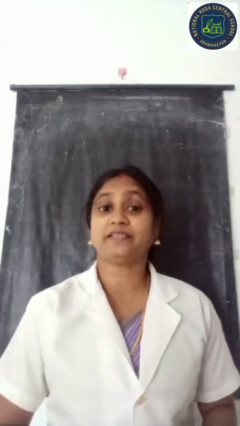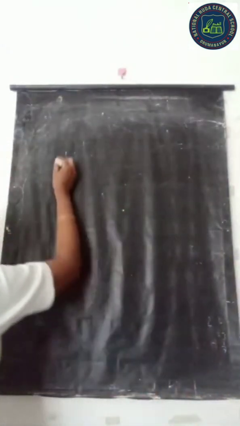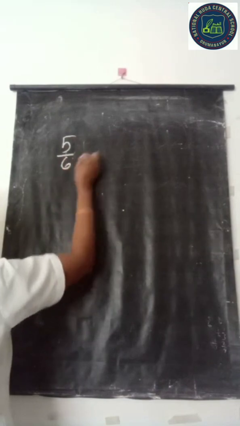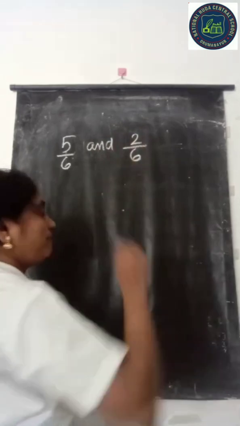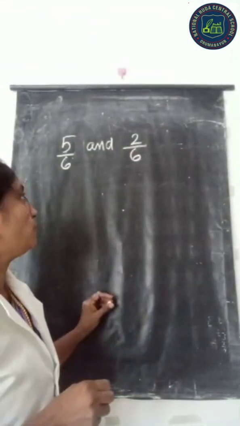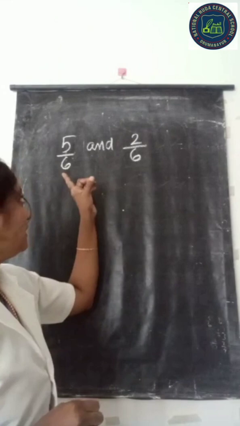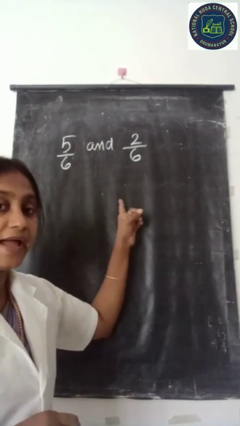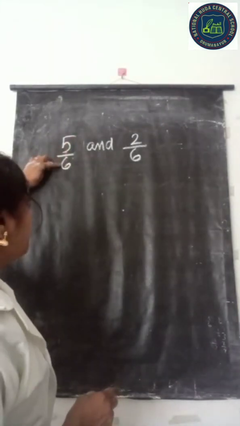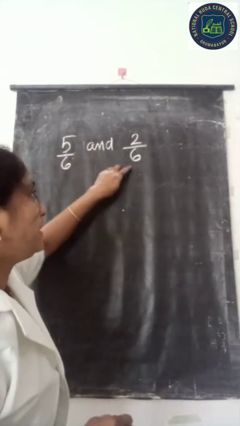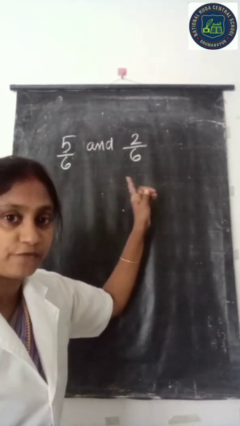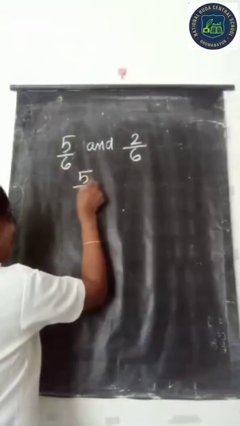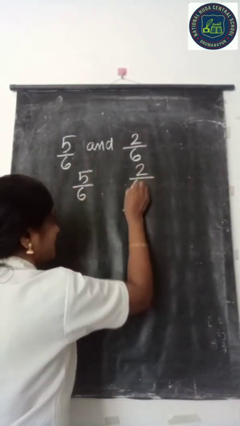Now we study how to compare the given fractions. Compare 5/6 and 2/6. Here, the two fractions are like fractions. That is, the denominator of the first fraction is 6 and the denominator of the second fraction is 6. Therefore, these two fractions are like fractions. So, we can write it like this: 5/6 and 2/6.